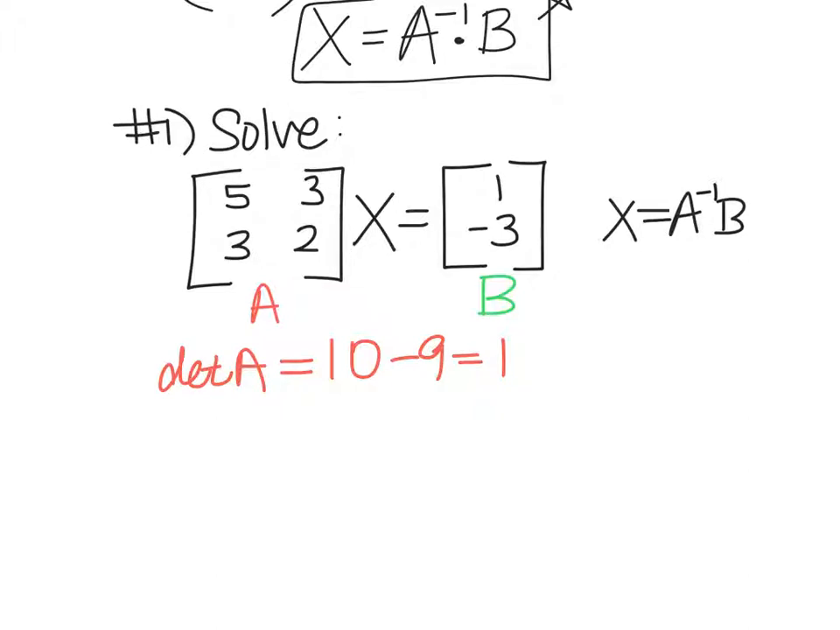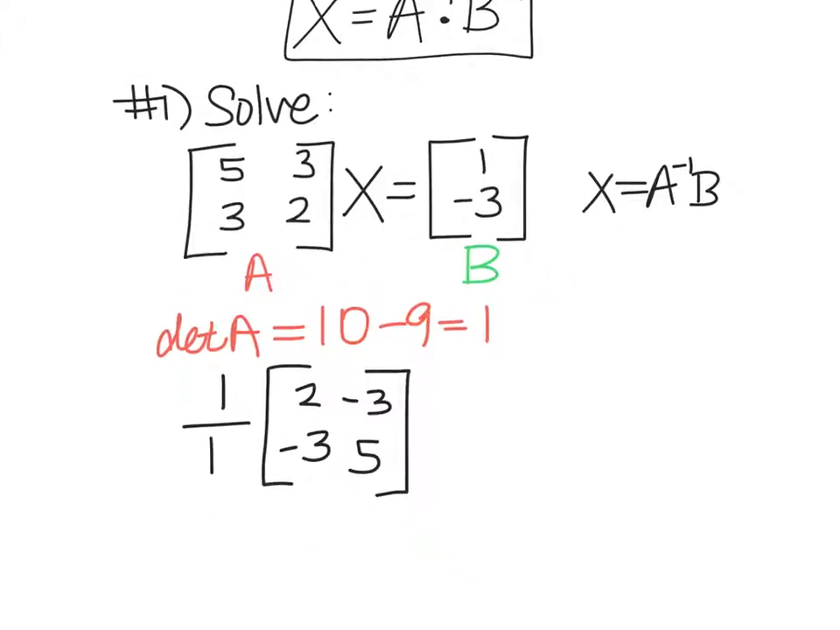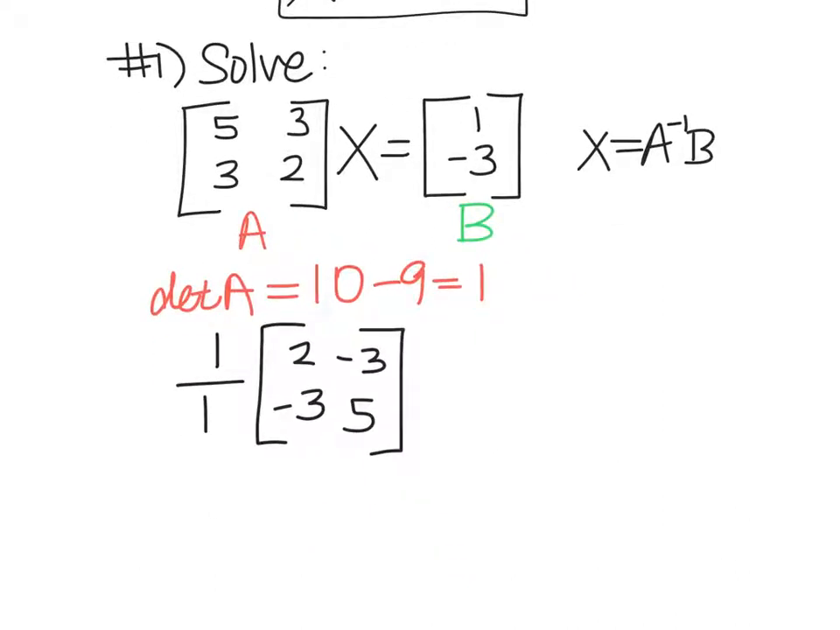If you get 0, then you don't have to do anything at all, and you just say there's no solution. But they don't do that a lot. Okay, so now we're going to take 1 over 1. So our 1 divided by our determinant. And we're going to switch the 5 and the 2. So 2, 5. The 3's stay put, but they become negative. So that, do you agree, is the inverse of A? Yes, that's the inverse of A.